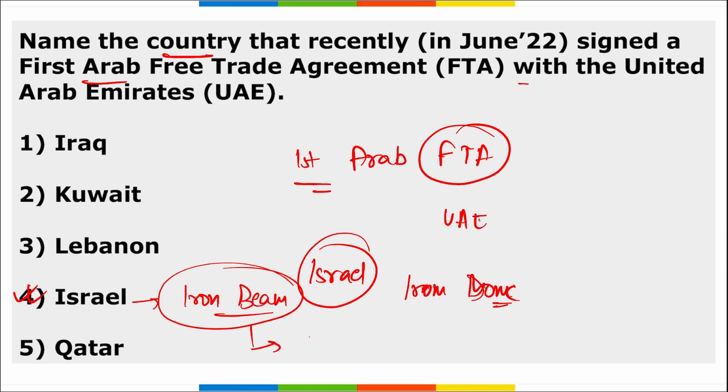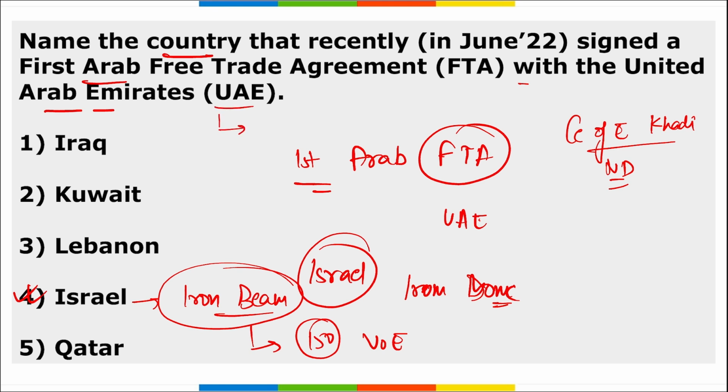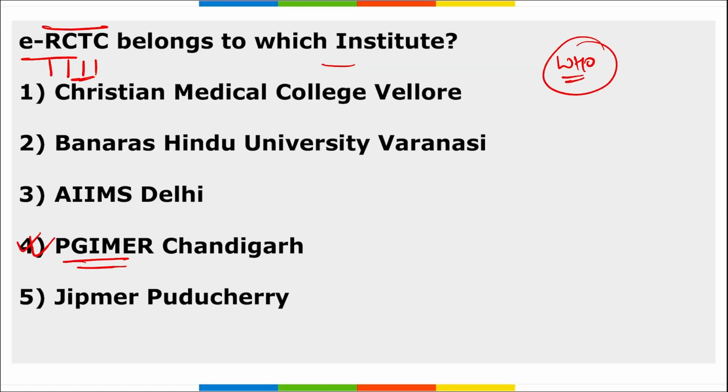Then Israel was the country that was developing 150 villages of excellence in India. If we are talking about excellence, remember, Center of Excellence for Khadi was set up in New Delhi. Coming back to the question, the country that is your Israel became the first Arab country to sign a free trade agreement with United Arab Emirates. And if we are talking about UAE, you have to remember, it was the country that was added into the grey list of FATF, and first IIT outside India will be developed in UAE.